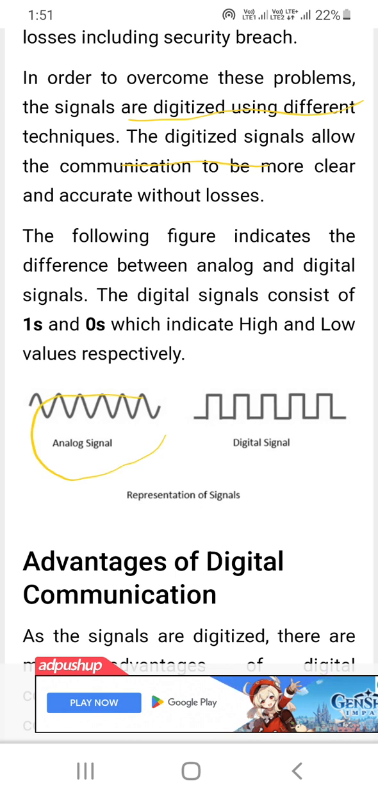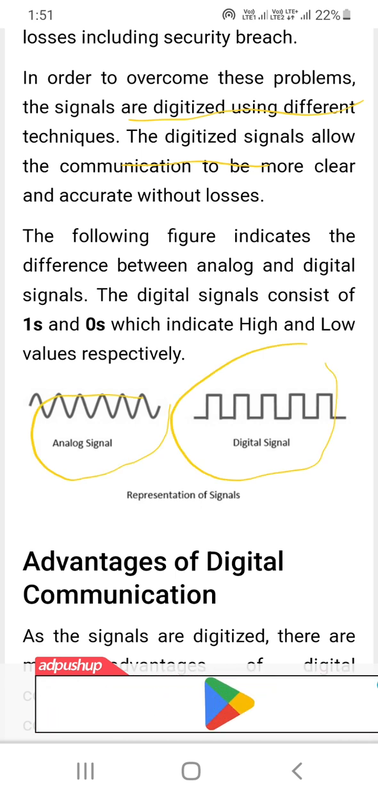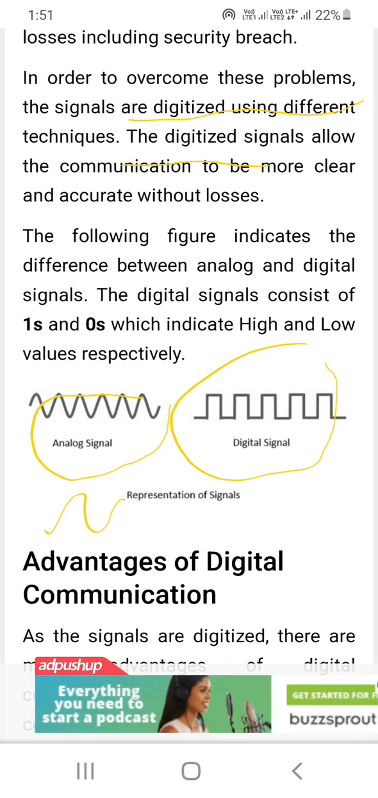Here you can see the analog signal, and this is the digital signal. These are the representations of the signals. This is the analog signal, and this is the digital signal.